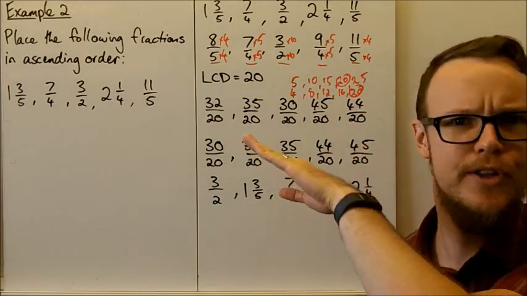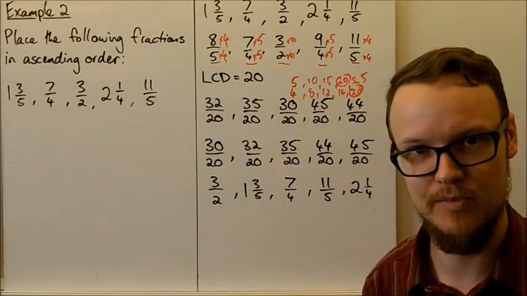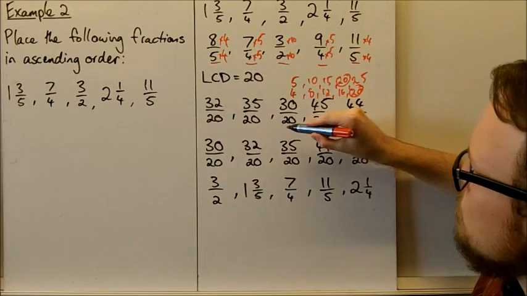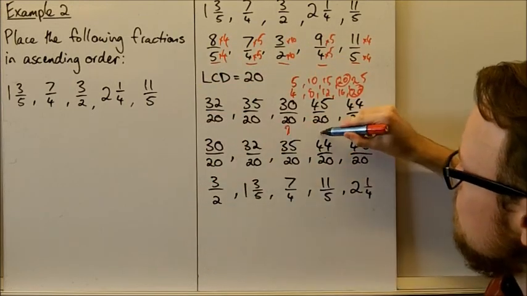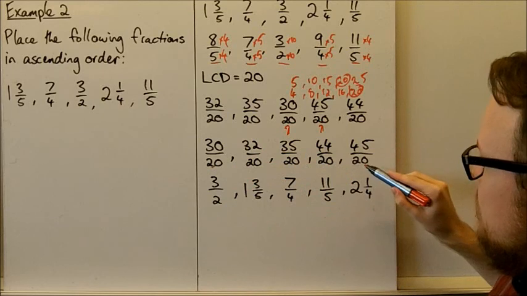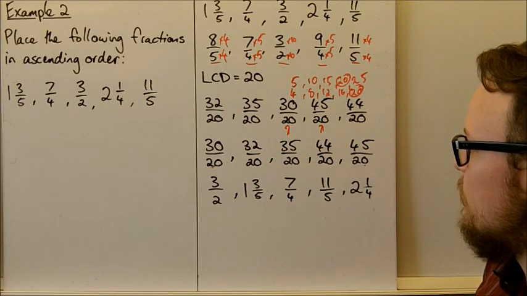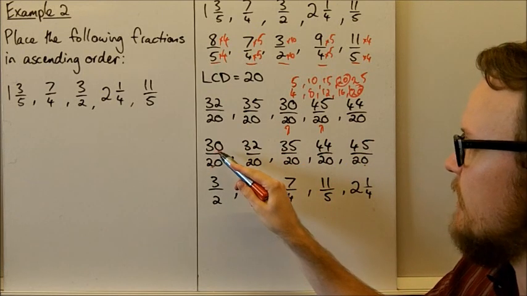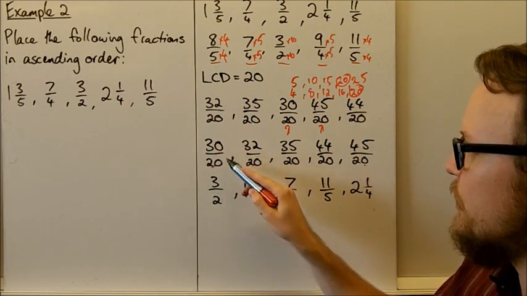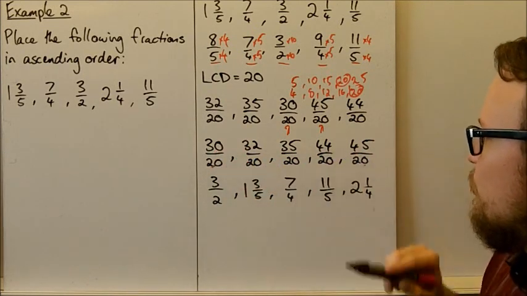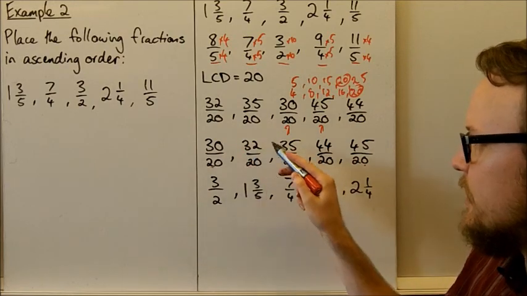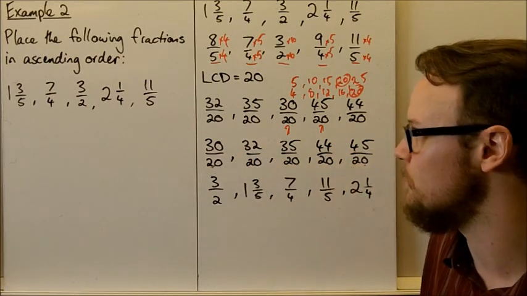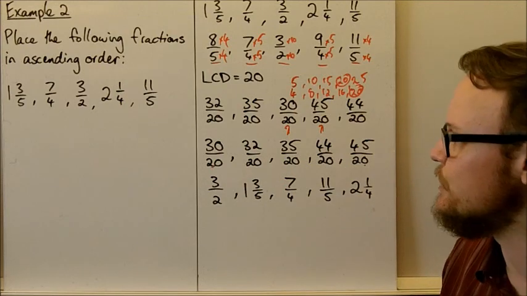I can just order the numerators from smallest to biggest. So my smallest one here is 30, largest is 45, so 30 over 20, 45 over 20 here. And then I order them progressively, increasing. So 30, 32, 35, 44, 45, getting bigger.